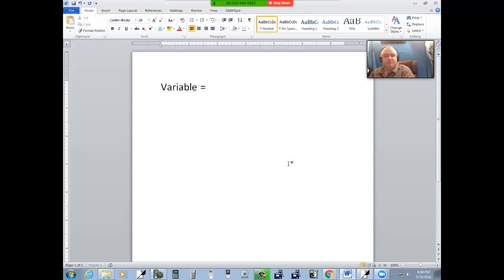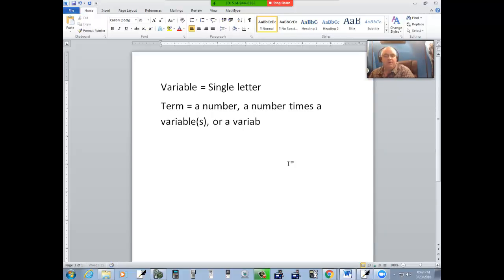Some definitions. Remember, a variable is a single letter. A term is a number times a variable, and I'll put an S on there because you can have more than one, or a variable times a variable. Now I'll put an S on it to indicate you can have more than one. Examples of that: 3 would be a term. It's a number. 7x would be a term. It's a number times a variable.